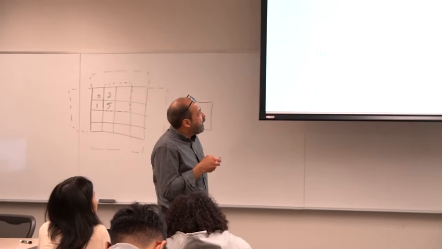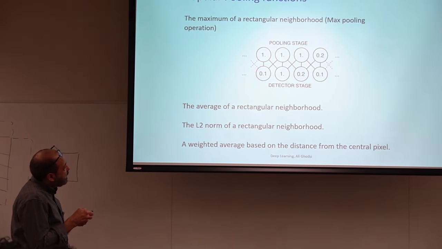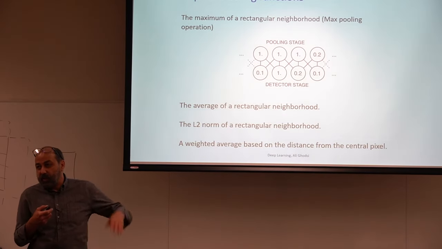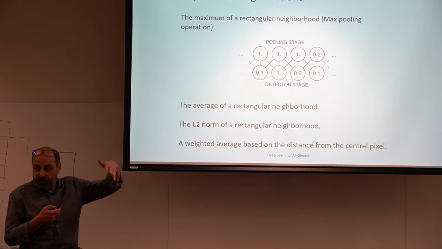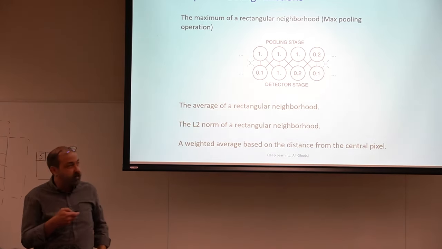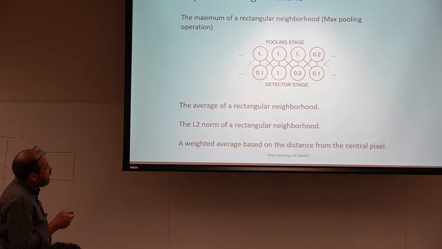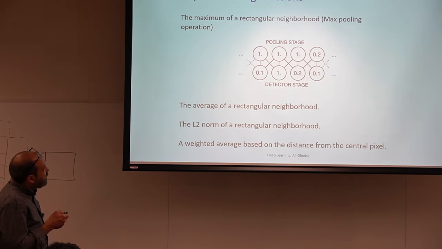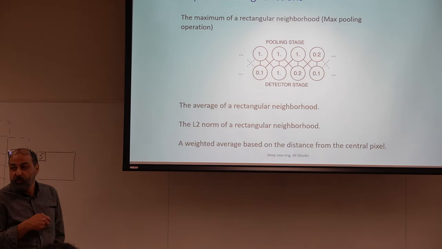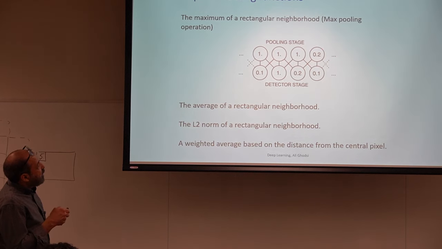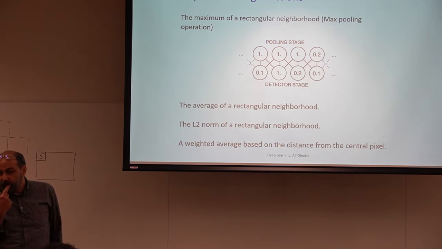Okay, the pooling stage works this way. Suppose that this is the output of the detector stage. It means I have computed my convolved features, and then I apply the nonlinearity to it. Then pooling could be the same size. In this case, say for example, I have max pooling. I'm taking the maximum of three nodes here. The maximum of these three nodes is one. The maximum of these three nodes, 0.1, 1, 0.2, is one. And the maximum of these three is one. And the maximum of these three is 0.2. So this is the value of the network in the pooling stage. Okay?